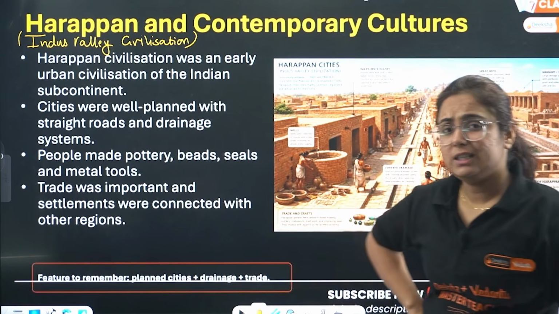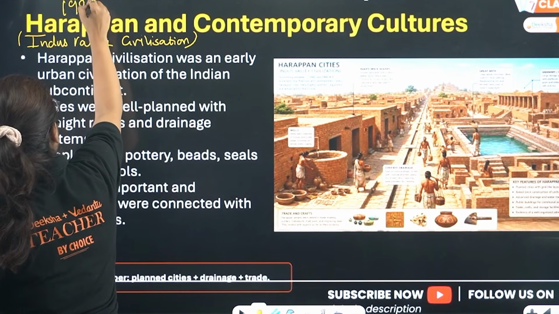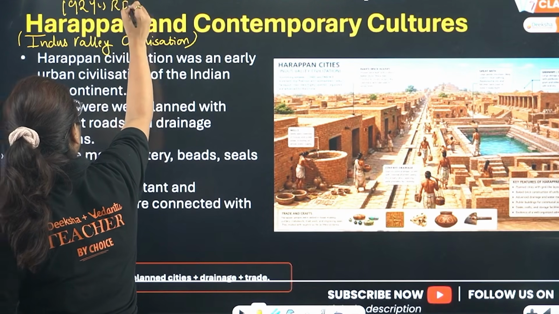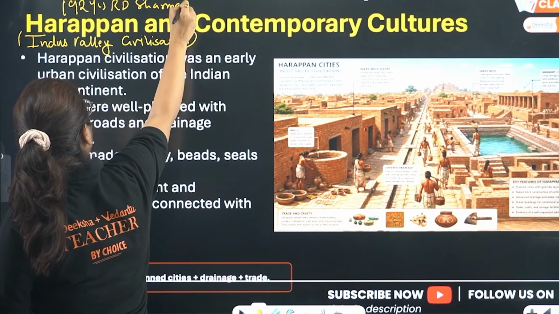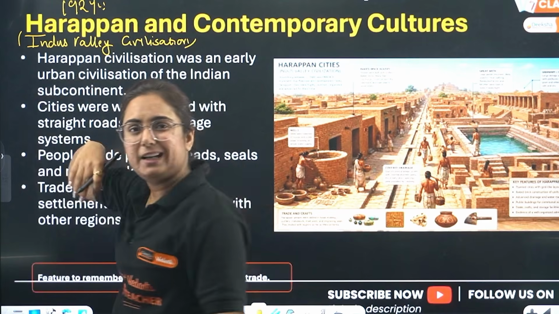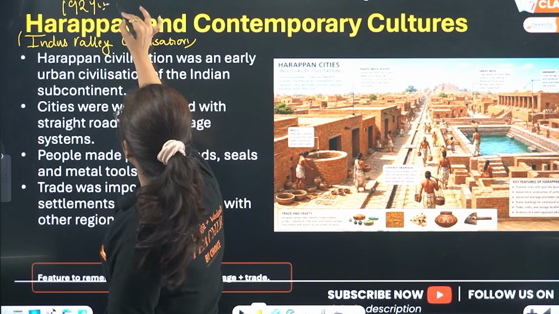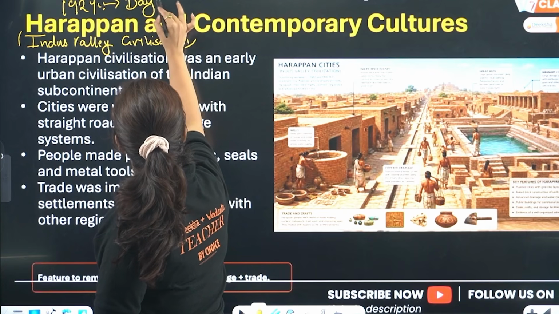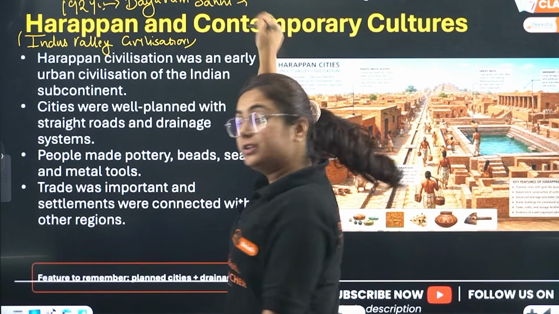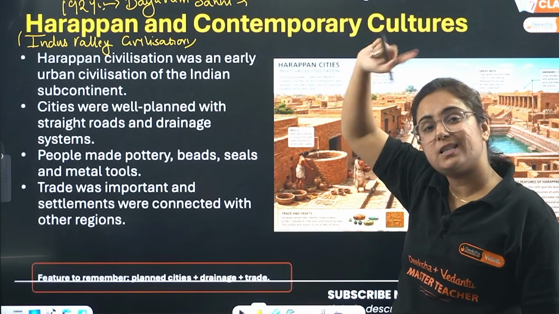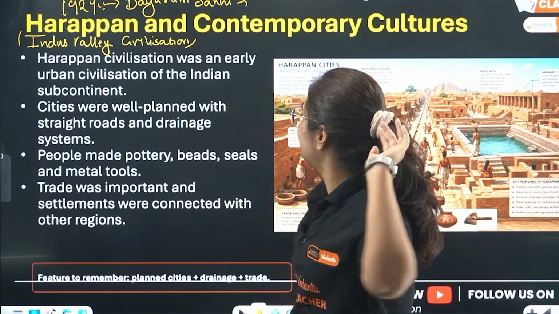But why do we call it Harappan civilization? Because in 1924, by Dayaram Sahani, this was the first site of the civilization found, Harappa, that is in Pakistan right now. Okay? And here comes a great civilization.